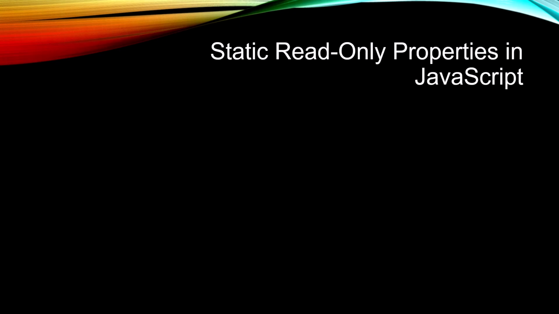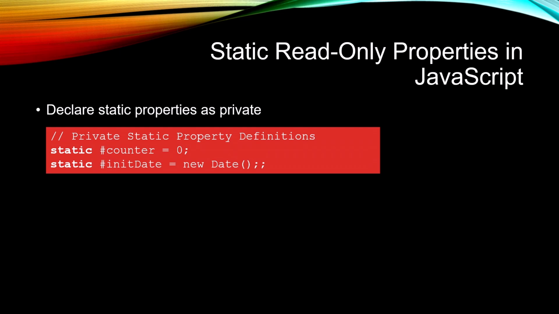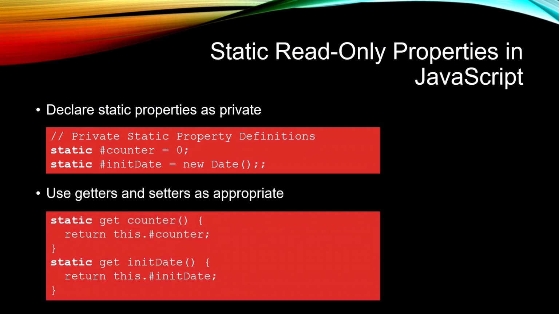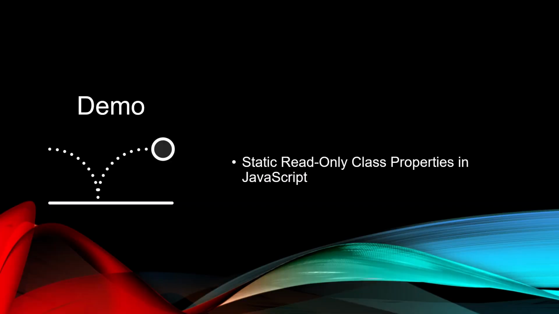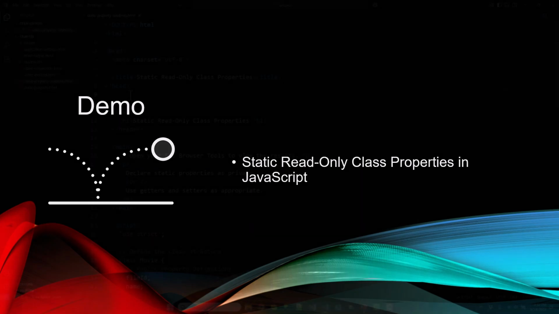Now, as I talked about, it might be a good idea to make these read-only properties sometimes. So we might declare our static properties as private using the pound sign, and then we use getters and setters as appropriate. Well, let's take a look at creating a static read-only class property in JavaScript.